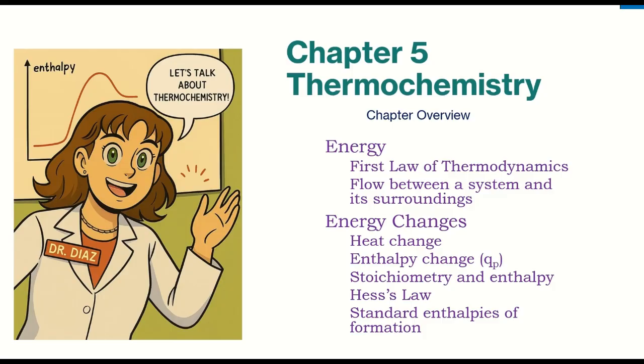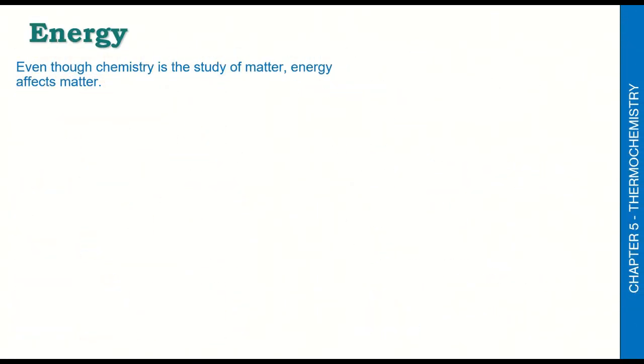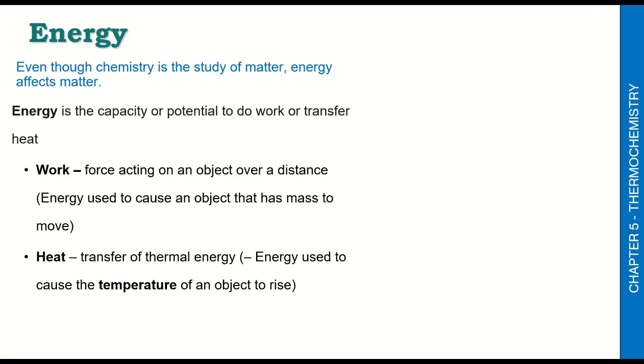And so if you're talking about this, the first thing that we need to think is energy. So even though chemistry is the study of matter, energy affects matter, right? So energy is the capacity or potential to do work or transfer heat. Work is a force acting on an object over distance. Energy used to cause an object that has mass to move.